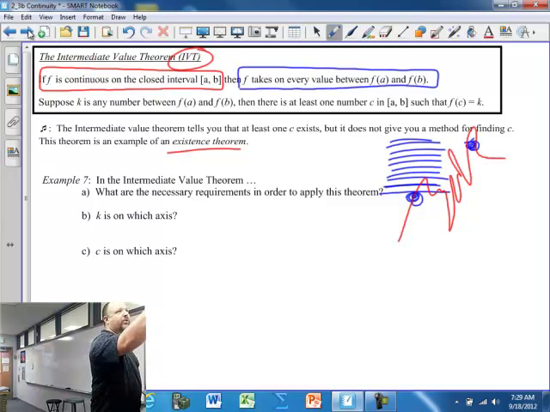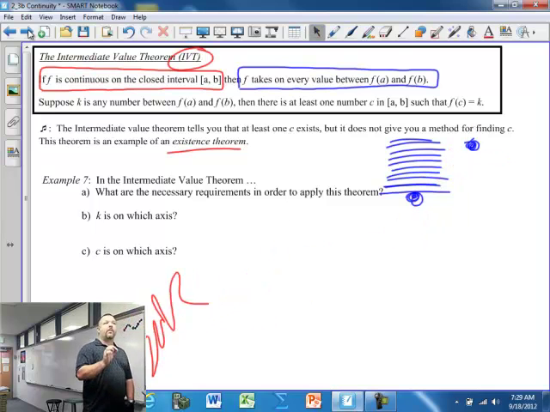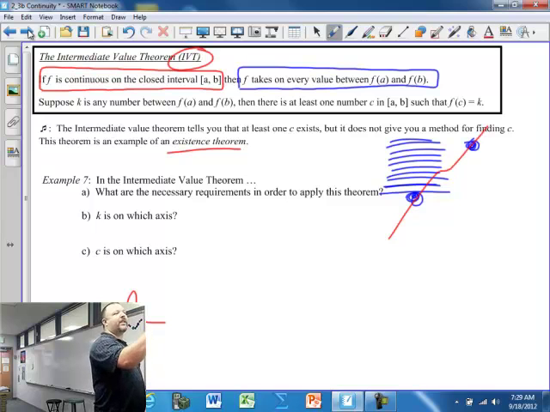All right, so that's not a function. All right, terrible. All right, or it goes nice and pretty like that. But you have to hit every single y value between the bottom of that interval and the top, or f of a and f of b. Okay, so understand this a little bit. What are the necessary requirements to apply this theorem? Well, number one, f is continuous on a closed interval a, b.